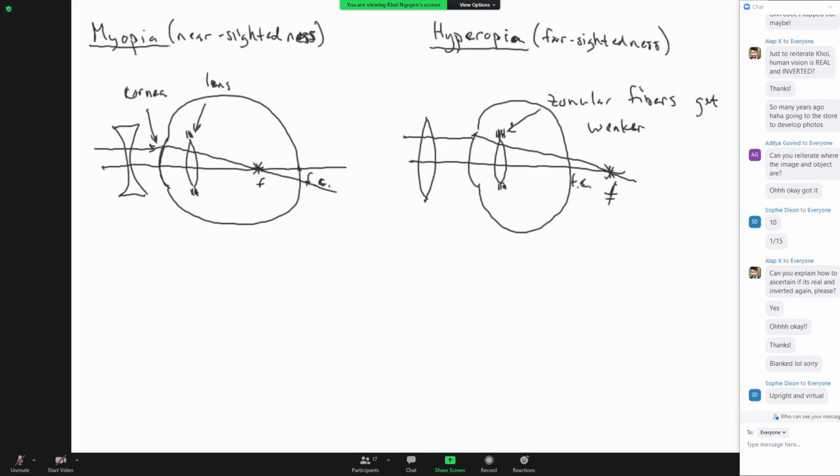So these generally have positive diopters. This is negative diopters, right? For the type of lenses that you have in the front.